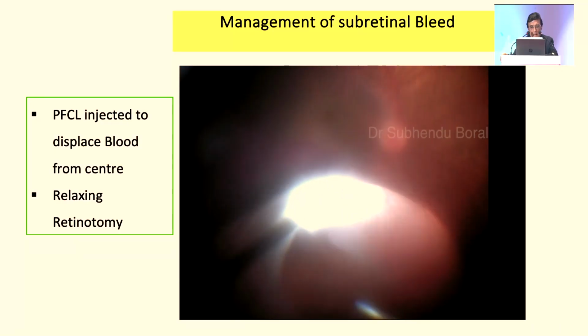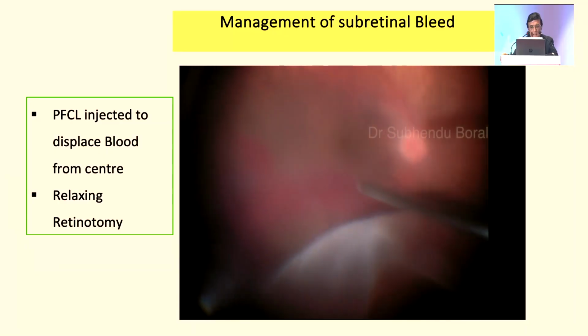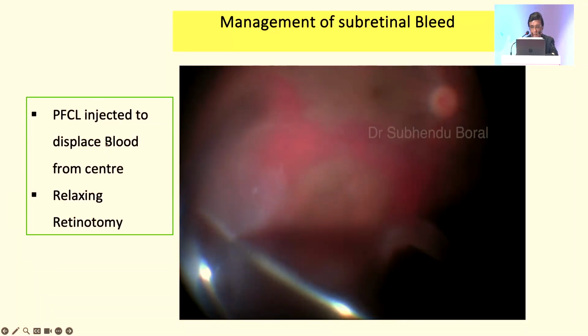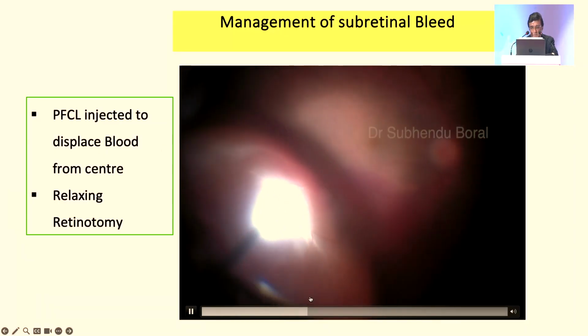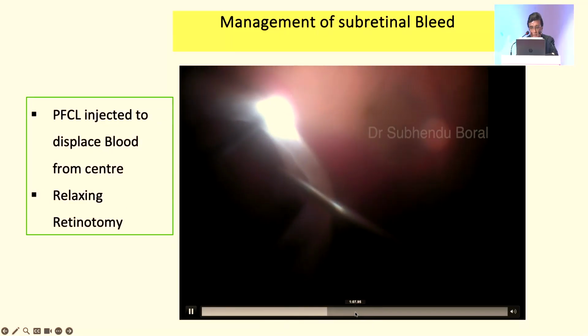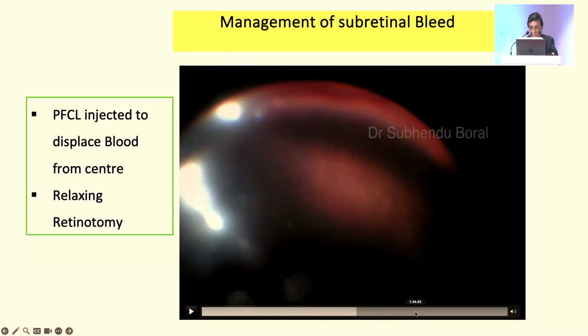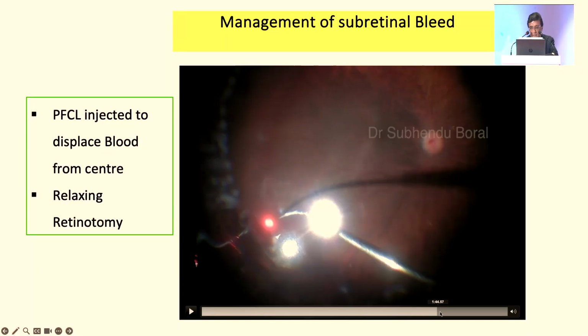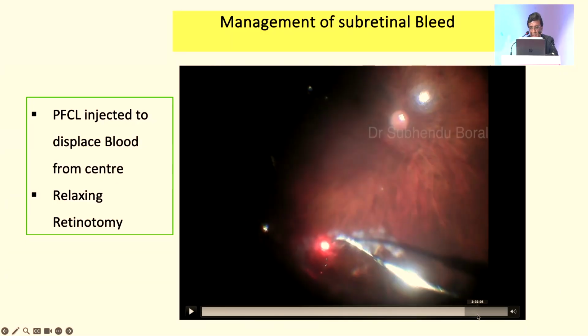The retina at the end, you will see, settles fairly well. I'll just speed it up a little bit, so this is how it looks in the end. This has been lasered.